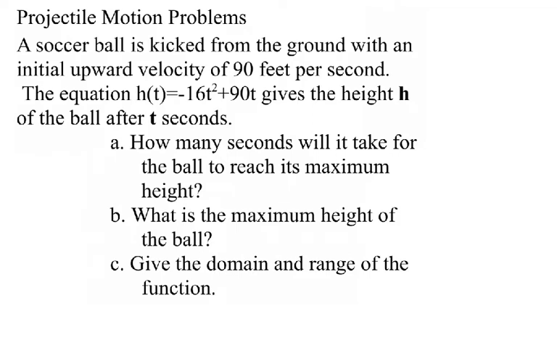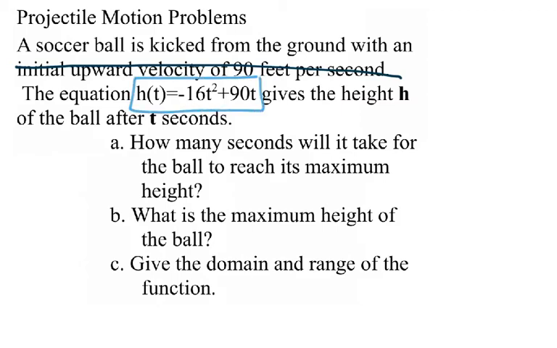Okay, so we kick a soccer ball off the ground. Obviously, we have a thing called gravity, so it's going to come back down. That's how you're getting the parabola shape. Okay, it tells us that we have an initial velocity of 90 feet per second. This is just superfluous information because it's in the equation. So if you look at the equation, you're given this.